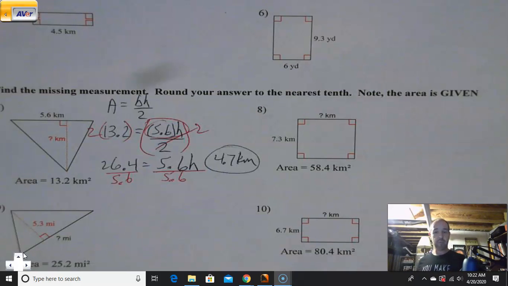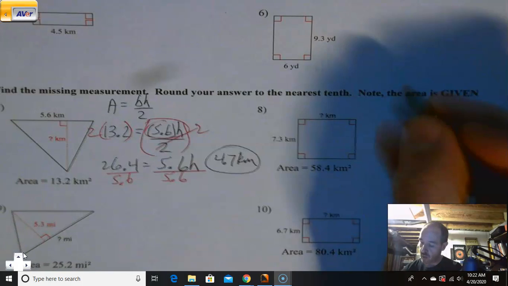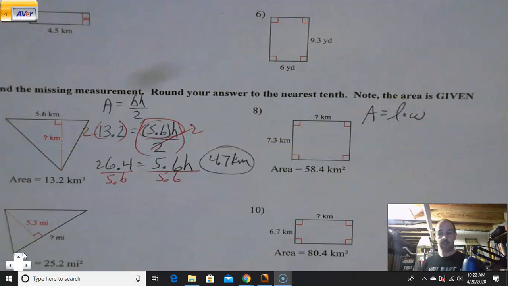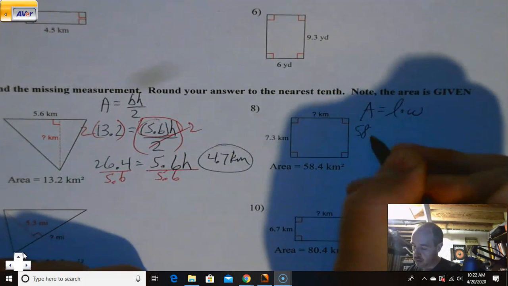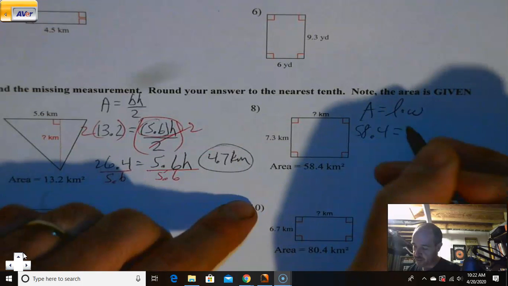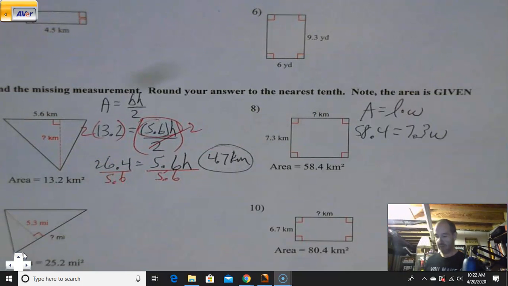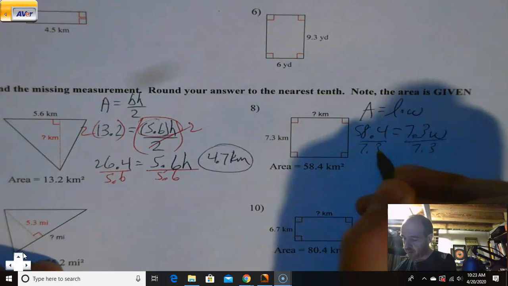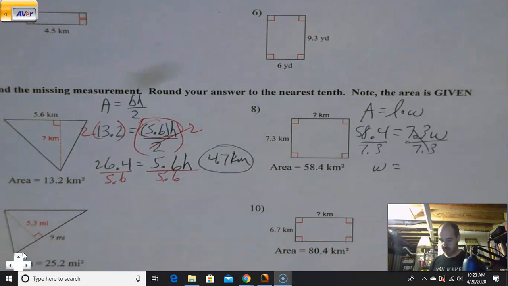It would be the same way on number 8. We know the area is length times width, and now we're just going to take the pieces that we have, the area, and you can call the other one the length or the width. I really don't care. This time I don't have as much work as I did on the triangle one, so I just get to do the division part right away. Let's see here, 58.4 divided by 7.3. Well, wow, that even went in nice.